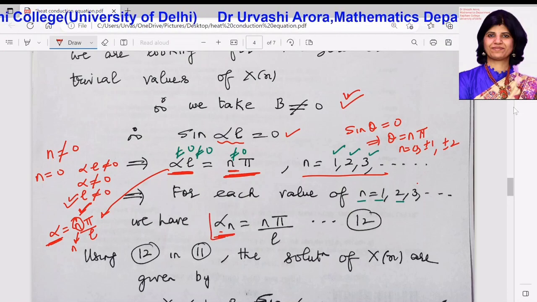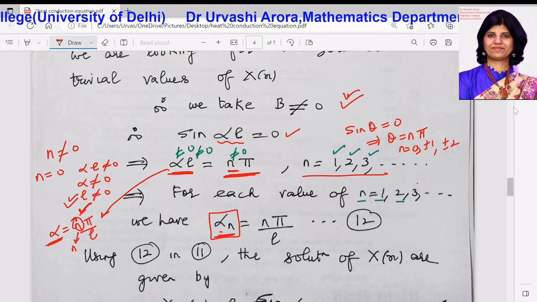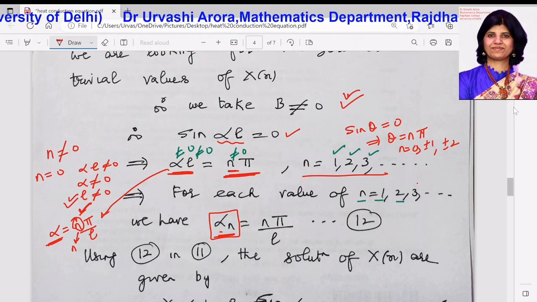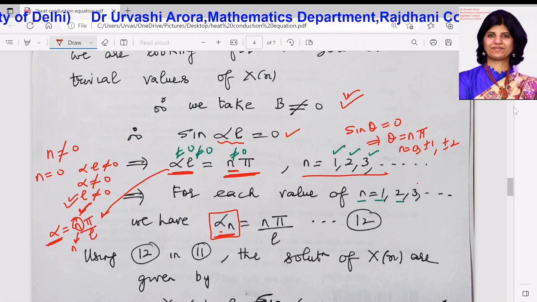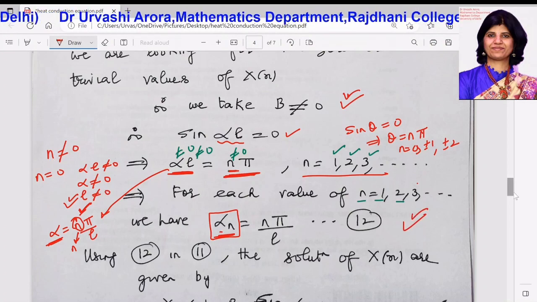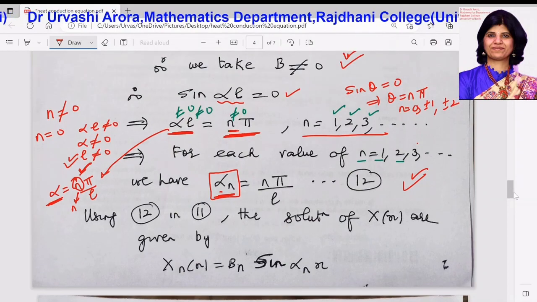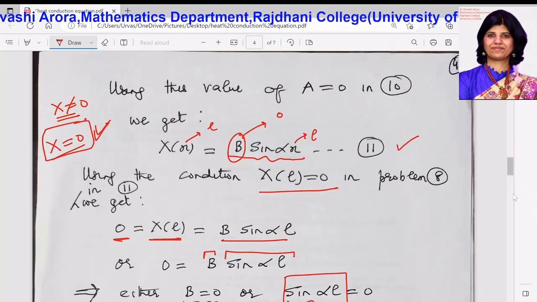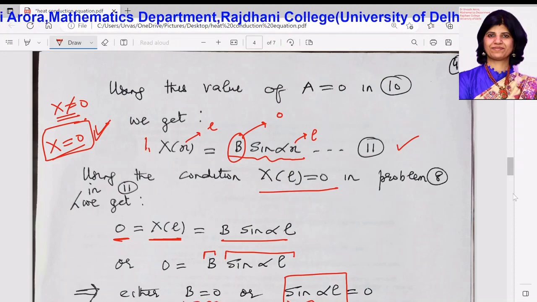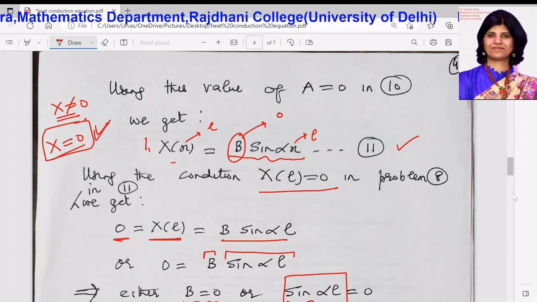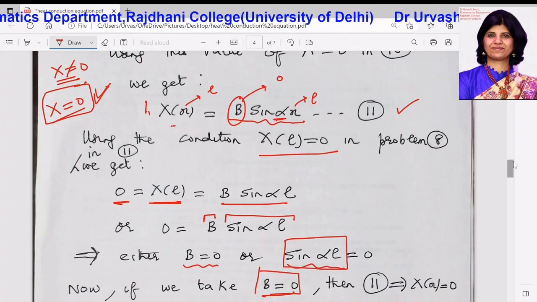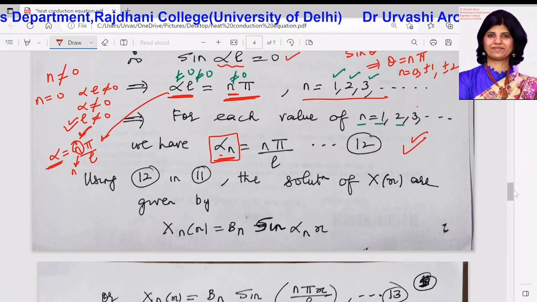and these values of alpha we are denoting by alpha n. So, for every value of n, we obtain an alpha n, which is given by n pi by L. This equation I am marking as 12. Now, using 12 in 11. 11 was the equation which gives you the solution X is equal to b sine alpha x. So, putting the value of alpha over here, this is 11.